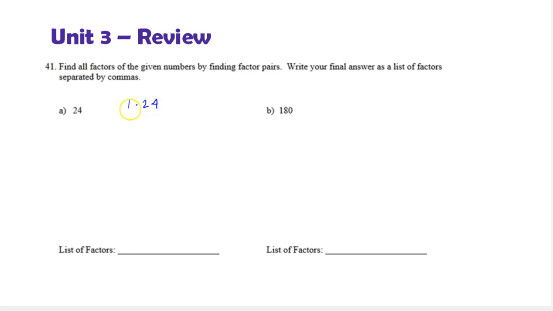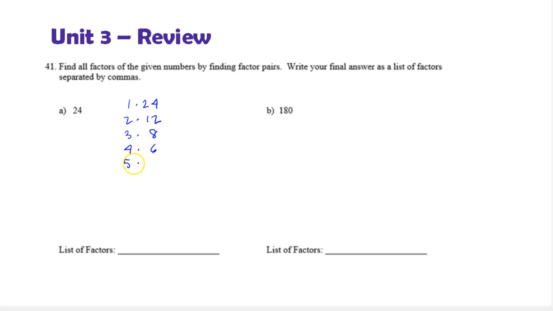Then we're going to increase 1 to 2 and see if 24 is divisible by 2. And it is. 24 is 2 times 12. Move up to 3. 24 divided by 3 is 8. Okay, so these are factors. Move up to 4. 24 divided by 4 is 6. So these are factors.